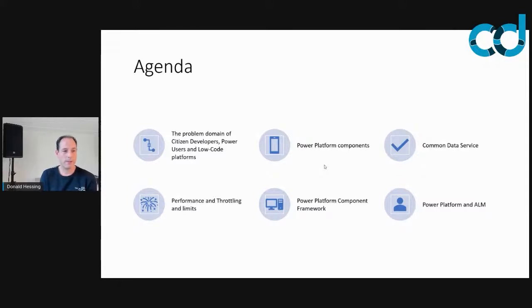So what are we going to talk about in this session? We will have a short problem statement of what we had with citizen developers, power users, low-code platforms, and how that fits the overall architecture. Then we dive into the Power Platform components, things like connectors, common data servers, some performance challenges and throttling limits that come along with this platform. And then we dive into how you can extend the platform with your own UI components and make it part of a release train by using the Power Platform tools for ALM.